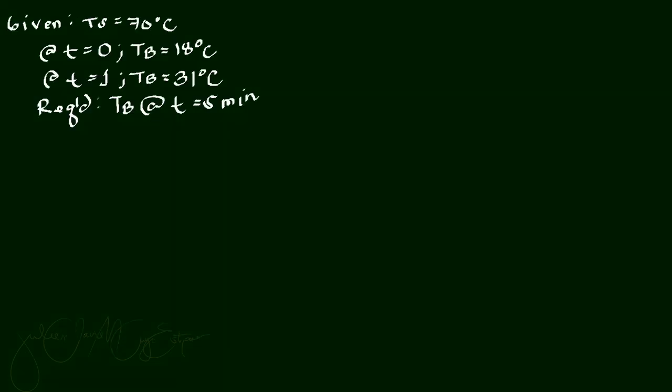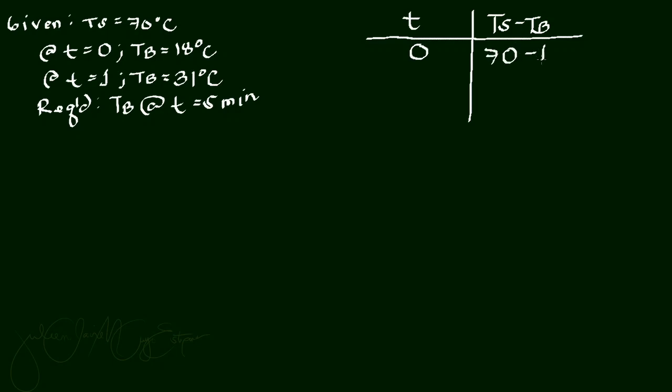If that is our given, let us tabulate that one. Here we have the time, and here TS minus TB. At time 0, our TS is constant, that is 70, minus 18, that is equal to 52. And at time 1, that is TS minus TB again, that is 70 minus 31, so that is 39 degrees Celsius. And at time 5 minutes, that is the constant minus the temperature of the body.